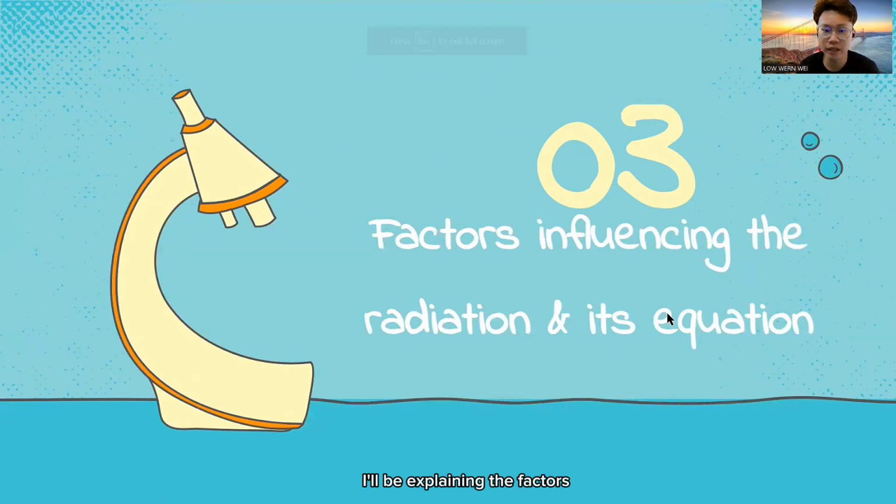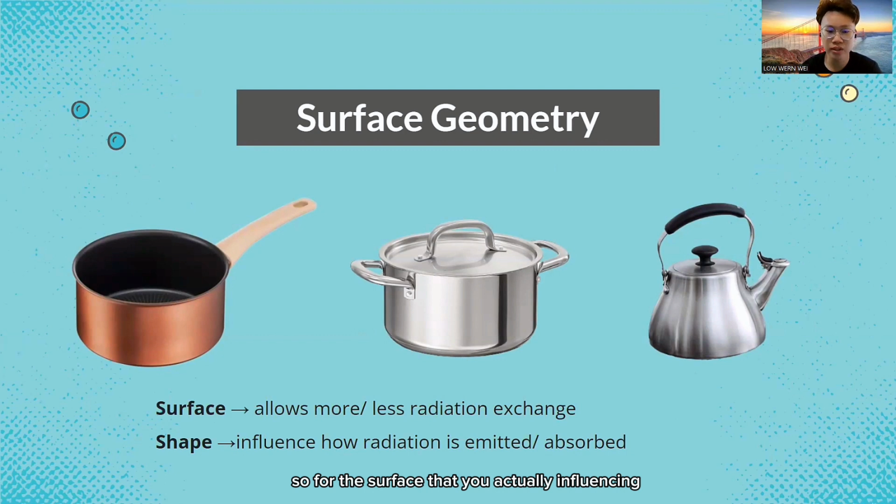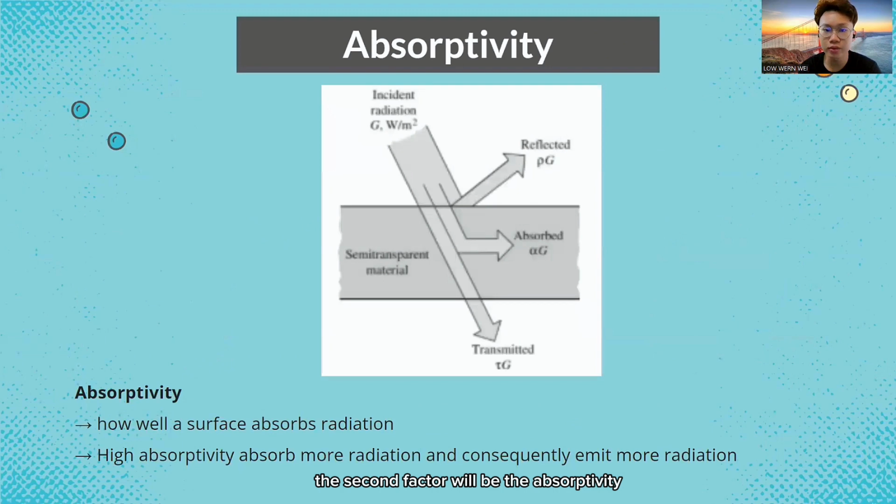For now, I'll be explaining the factors influencing radiation and its equation. The first factor influencing the rate of radiation is the surface geometry. As you can see, different containers have different surface geometry, and that's why the rate of radiation will be different too. The surface will influence whether the material allows more or less radiation exchange, while the shape will influence how the radiation is emitted or absorbed.